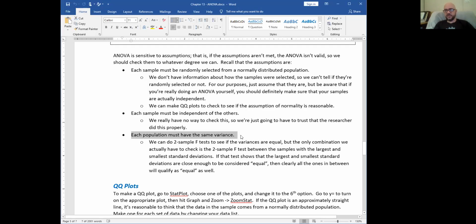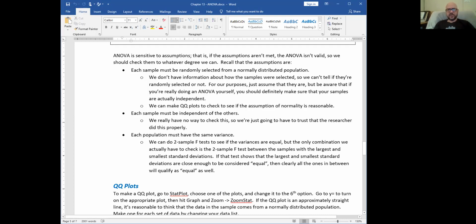That's the idea. So we don't have to do a million 2 sample F-tests, just one will do it. Because remember that for our assumptions, we need them to all be the same. All the populations have to have the same variance. So we really only care about the ones that are farthest apart. If any are going to be different, it'll be those 2. So what we need to do is figure out which samples have the largest and smallest sample variance.